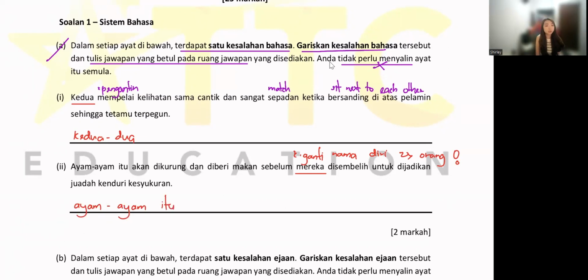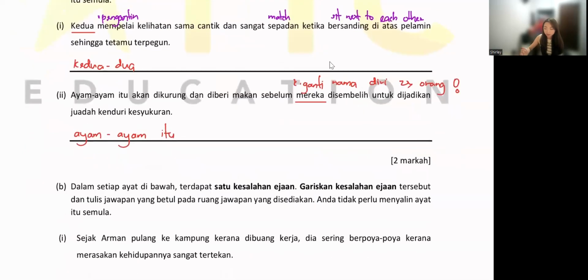Okay, ayam-ayam itu akan dikurung dan diberi makan sebelum ayam-ayam itu disembelih untuk dijadikan juadah kenduri kesyukuran. Can I? Alright, then the next one. This one's very easy. Satu kesalahan ejaan, ask you to gariskan, tulis, tidak perlu menyalin. Yes, kedua-dua, it will be a big letter. And then ayam-ayam, yes. Why ayam-ayam, yes? It is because that over here. Okay, mereka also small letter. If you write its capital letter, then it will become like kata nama khas, or maybe it is at the beginning of a sentence.